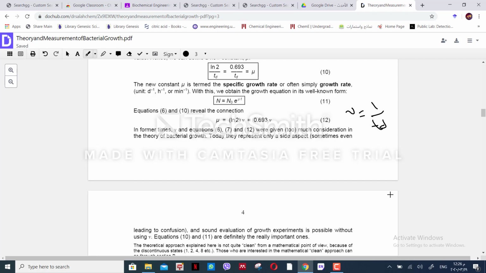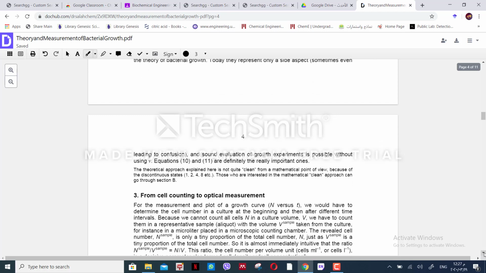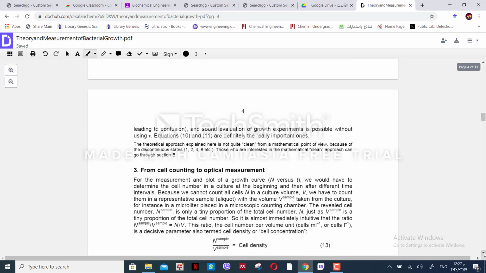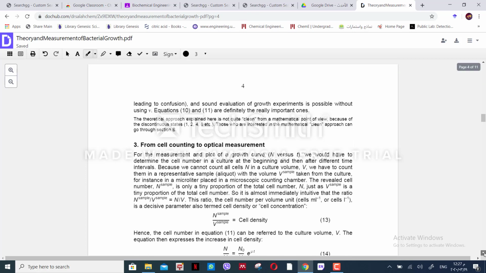In former times, v and equations 6, 7 and 12 were given too much consideration in the theory of bacterial growth. Today they represent only a side aspect, sometimes even leading to confusion. An evaluation of a growth experiment is possible without using v. Equations 10 and 11 are definitely the really important ones.